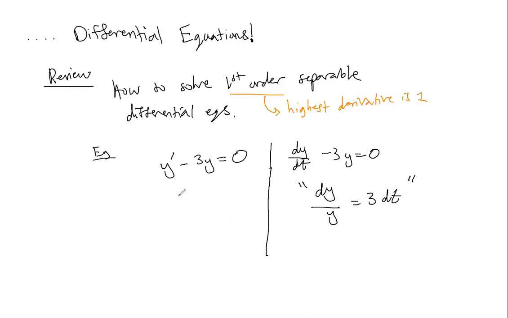Or over here, you can just do y prime over y equals 3, which is maybe better. And then you just integrate, right? Now that the t's are over here and the y's over here, this is what I mean by separable.